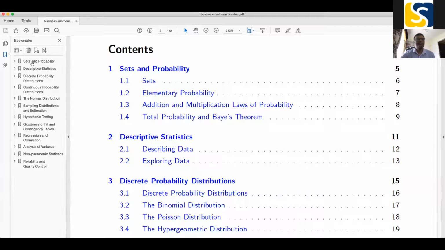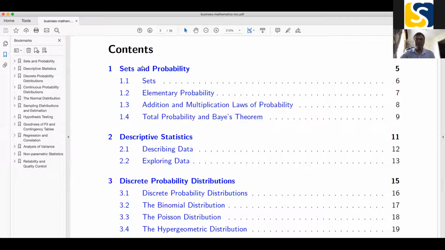You can see that the very first topic is the basics of business mathematics, starting with sets and probability, and it will go to descriptive statistics, then discrete probability distributions, and so on. It goes until the end, like reliability and quality control. So these are all the things we are going through. The table of contents is listed like that.